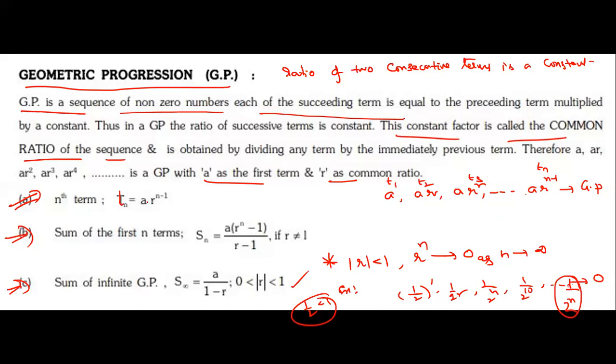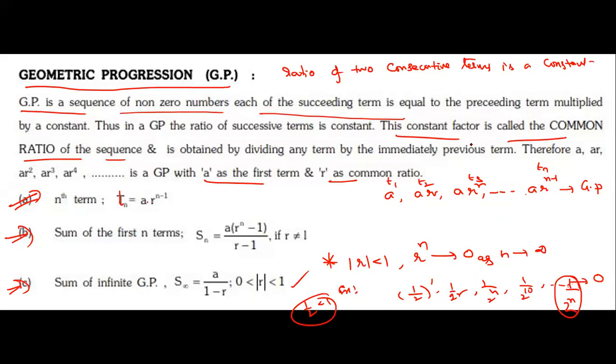That's what I told you, no? r is less than 1. Less than 1 means 1 by 2 is less than 1. What is the value of 1 by 2 square, 1 by 2 power 4, 1 by 2 power 10? So we get 0.5, 0.25, 0.06, 0.001, and so on, but it is not 0. It is tending to 0, approaching 0. That is the meaning.